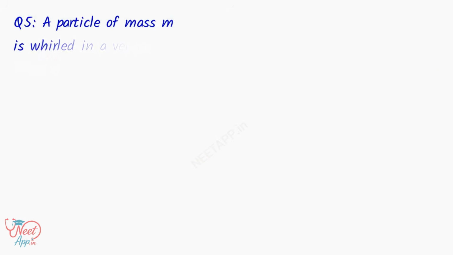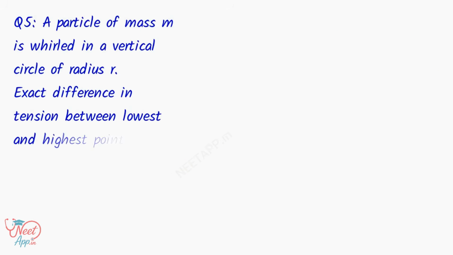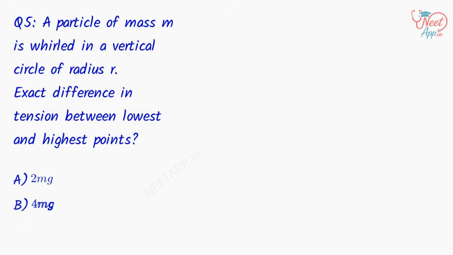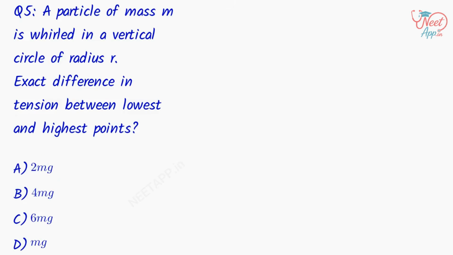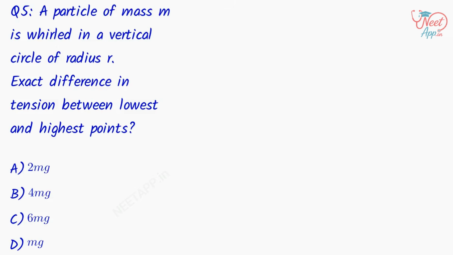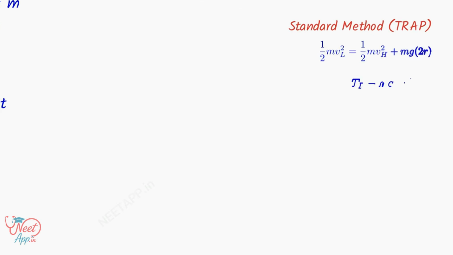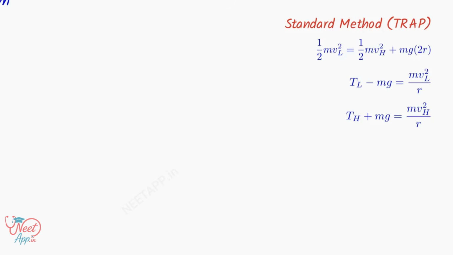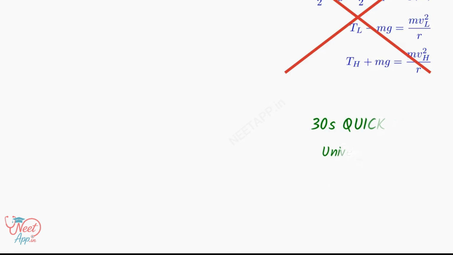Solve this complex question in 30 seconds. A particle of mass m is whirled in a vertical circle of radius r. What is the exact difference in tension between the lowest and highest points of its path? The standard method takes at least 4 minutes. You have to write an energy conservation equation to find the velocity difference, write the centripetal force equations for both the top and bottom, and substitute everything to find the difference. It is an absolute trap. Here is the 30-second shortcut, the universal 6 mg rule.